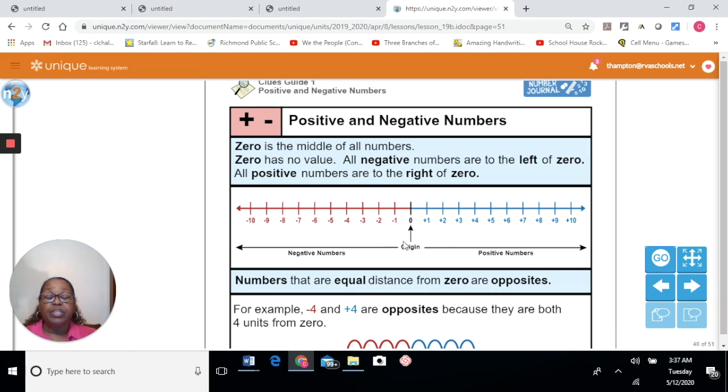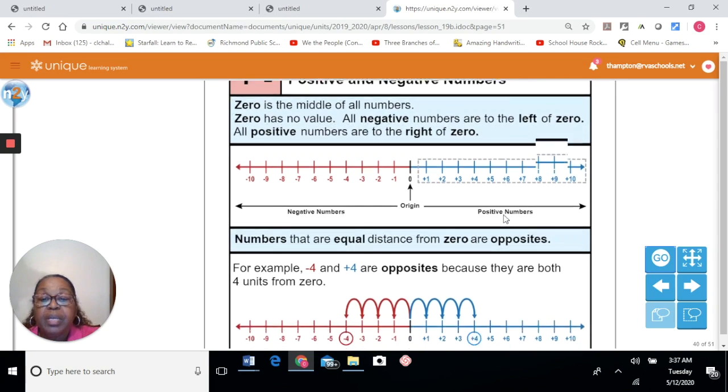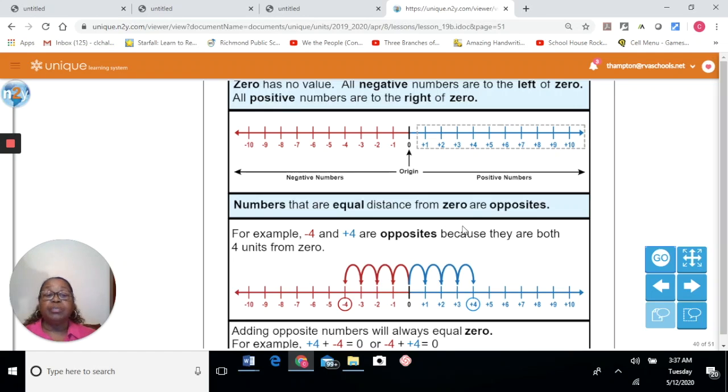And the zero is our origin. So zero is the middle of all numbers. That is very important. The zero has no value. All negative numbers are to the left of the zero, and all positive numbers are to the right. Numbers that are equal distance from zero are opposites. For example, a minus four and a plus four are opposites because they are both 4 units from zero.